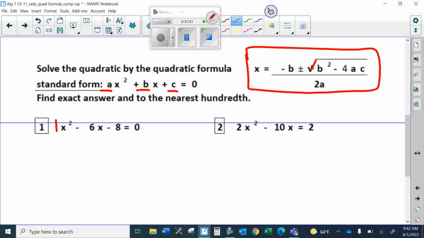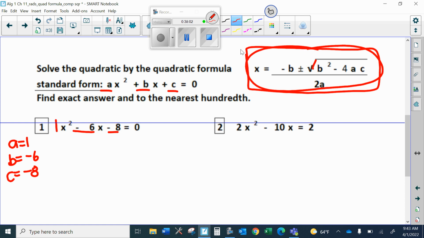A is 1. I'm going to write A is 1. B is what? -6, not +6. You have to have the sign with it. C is what? -8, right there. This is what I want to see you do. Write it out. Now you go ahead and plug those numbers into the quadratic formula. Here's your plus or minus.